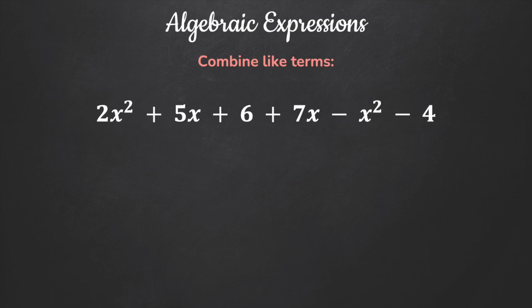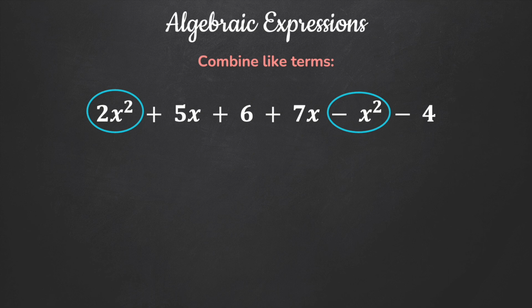Here we have another algebraic expression, which is 2x squared plus 5x plus 6 plus 7x minus x squared minus 4. So let's start off with 2x squared and find its like terms. Now the next term is 5x, but notice that even though we have the same variable, they're not raised to the same exponent, so they're not like terms. The only other like term to 2x squared is negative x squared.